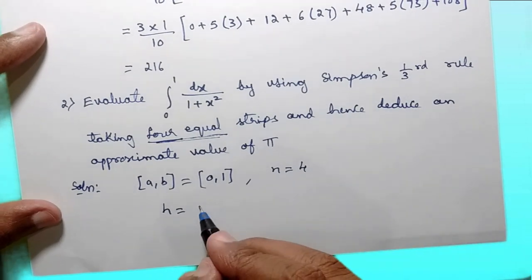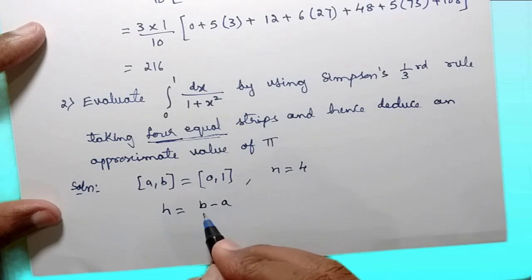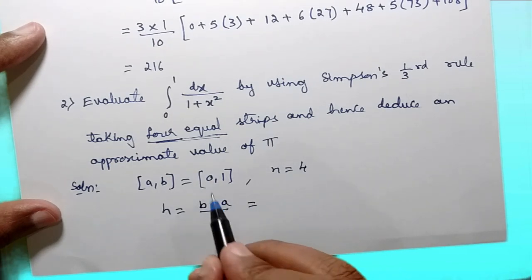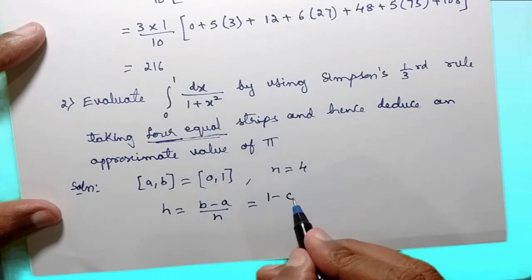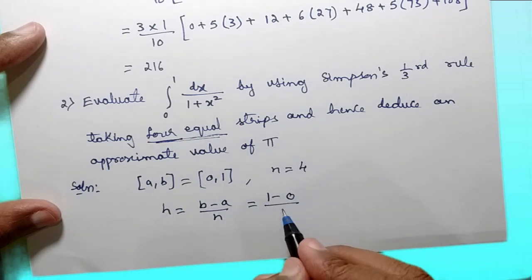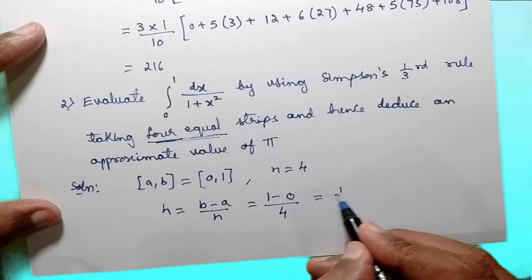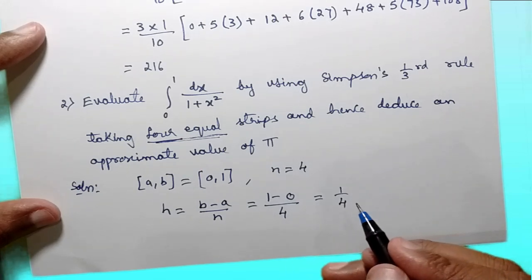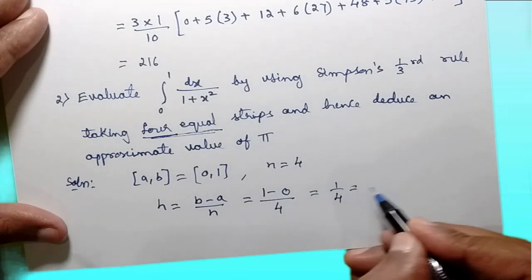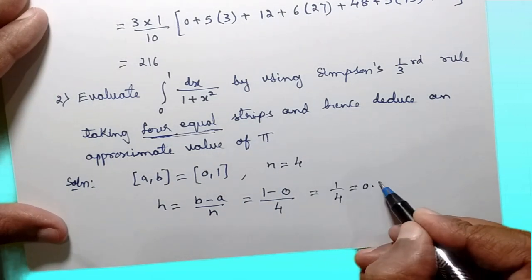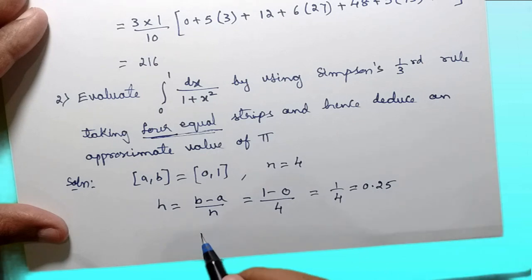So h value will be b minus a divided by n. So your b value is how much? 1. a value is how much? 0. Divided by n value, how much? 4. So it is 1 by 4. So the value of h will be 1 by 4. In terms of decimal, you can write it as 0.25. So you have got the value of h equal to 0.25.